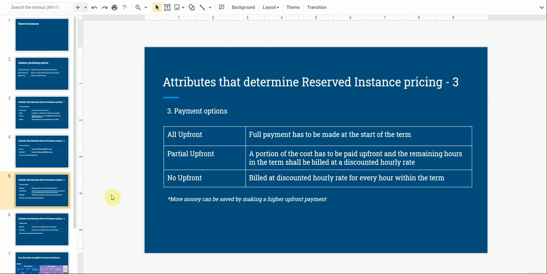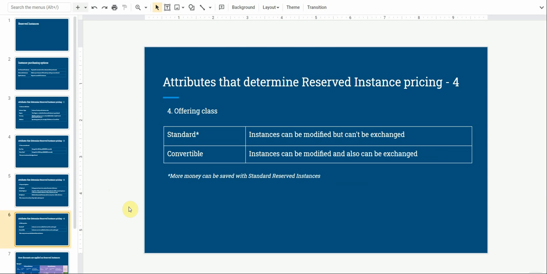Third attribute is payment options. All upfront, partial upfront, no upfront. All upfront meaning full payment is made at the start of the term. Partial upfront is a portion of the payment is done at the start and the remaining payment will be done after some time. No upfront, that is we are not paying anything before the start of the term. With all upfront, or with maximum money paid upfront, we tend to save more.